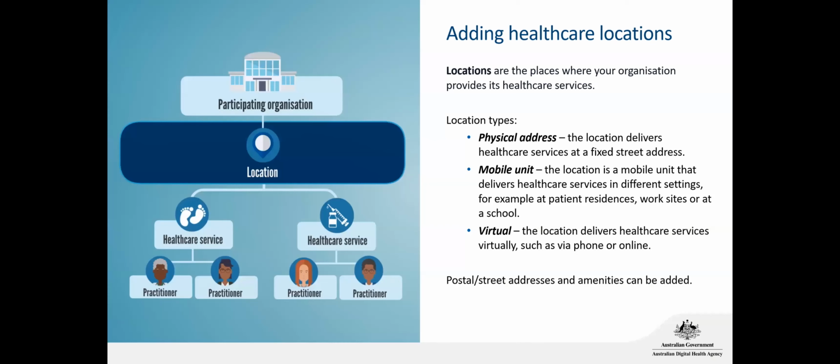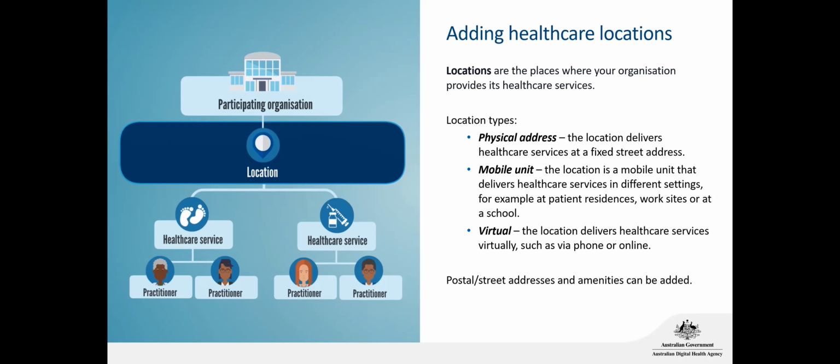So once you're registered, you can log into the system, and there are a few key tasks here to complete. The first one is adding healthcare locations. PCA allows you to share information to your business partners about your healthcare locations. Locations are defined as the places where your organization provides its healthcare services, and there are 3 different location types broadly. So you can see there's a physical address.